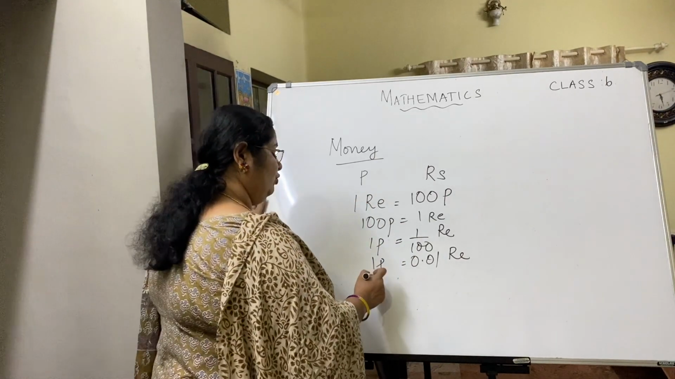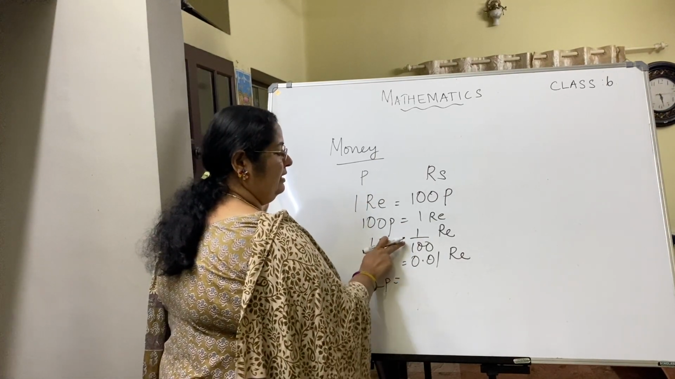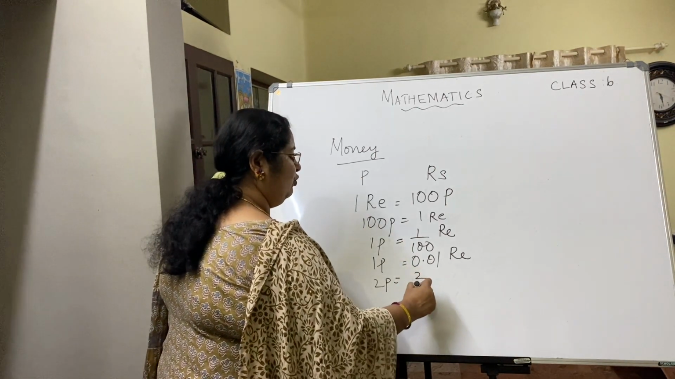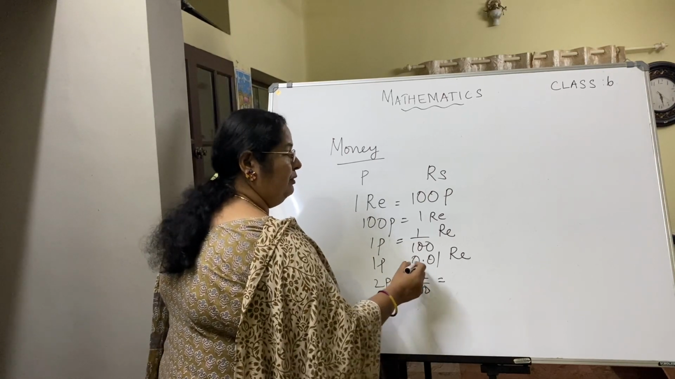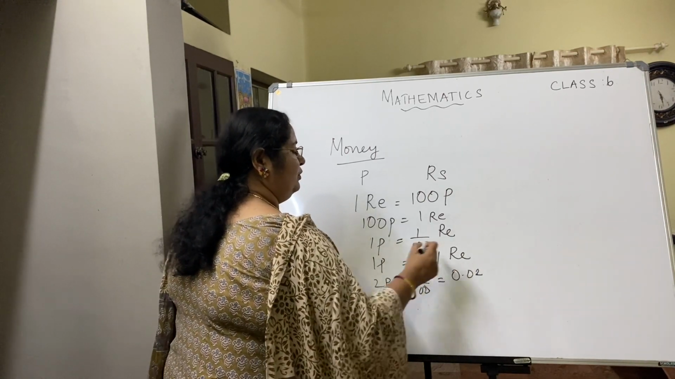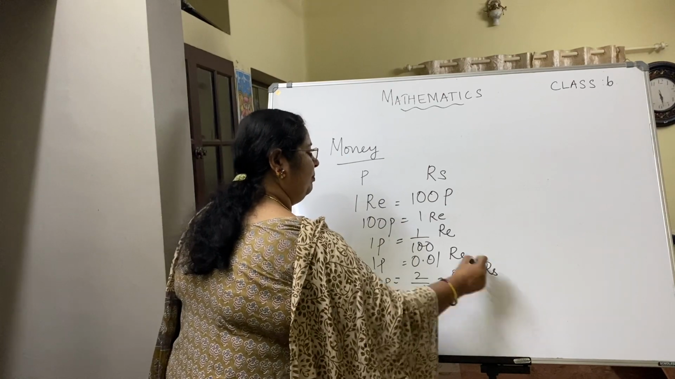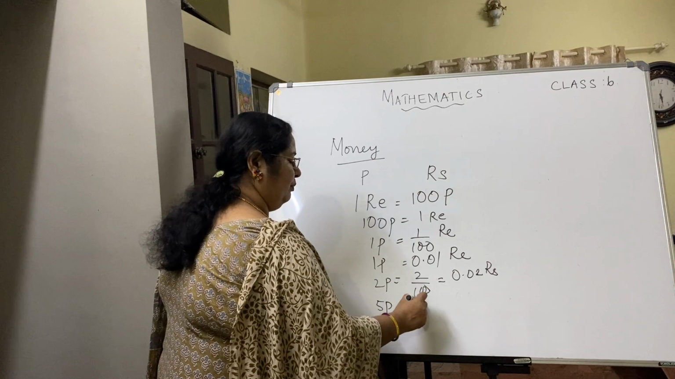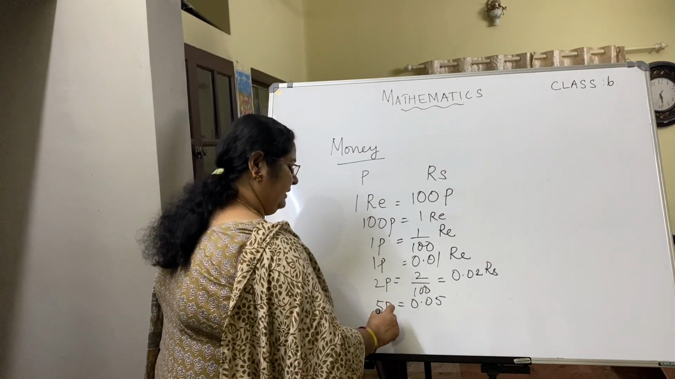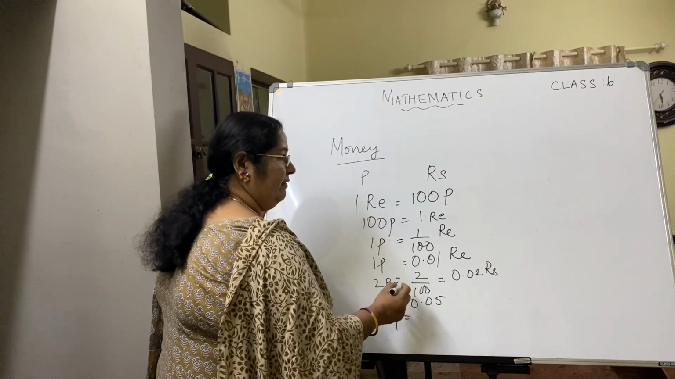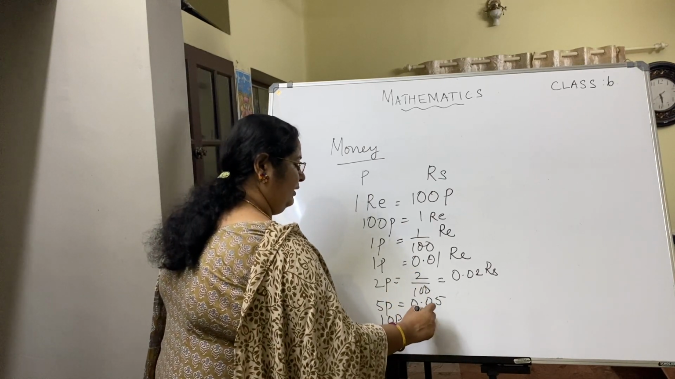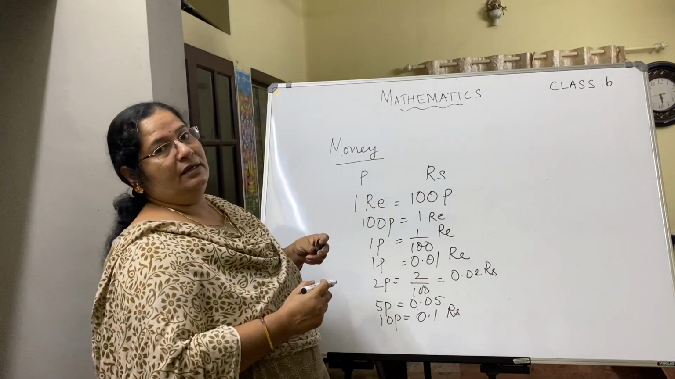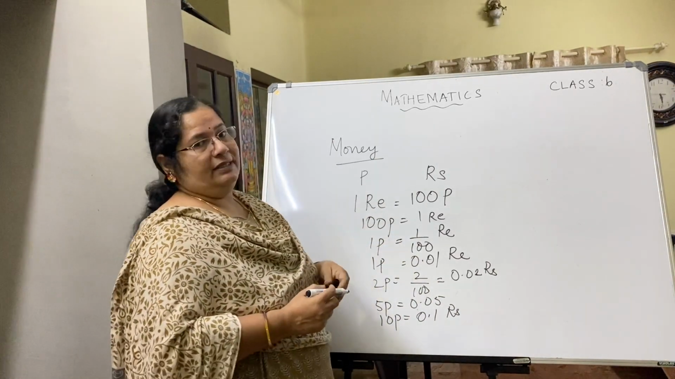So what will be 2 paise? Use this relation. 1 paise is 1 by 100. 2 paise will be 2 by 100 of a rupee, which is 0.02 of a rupee. What is 5 paise? 5 paise will be 5 by 100, which is 0.05. What is 10 paise? 10 paise will be 10 by 100, which is 0.1 rupees.